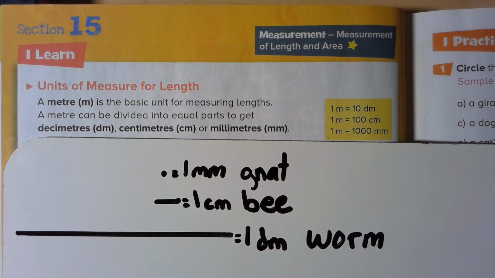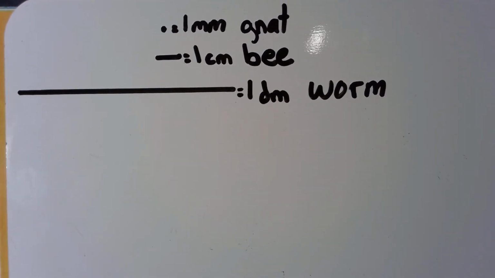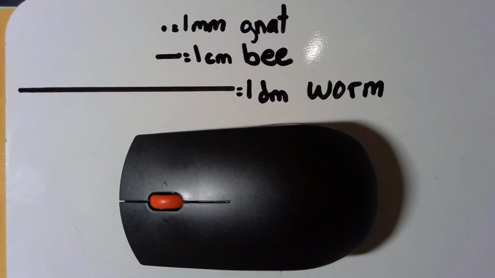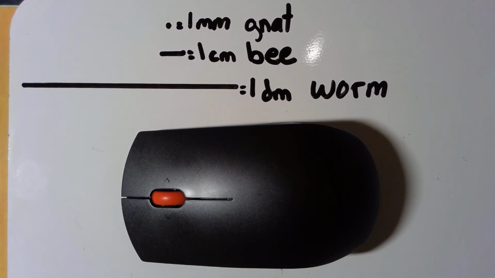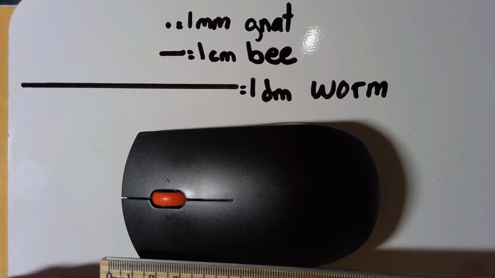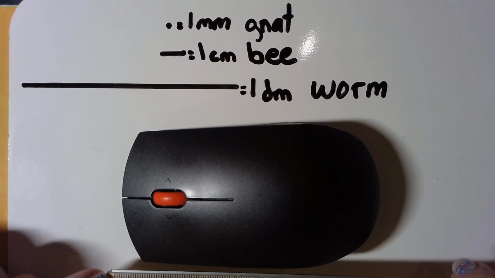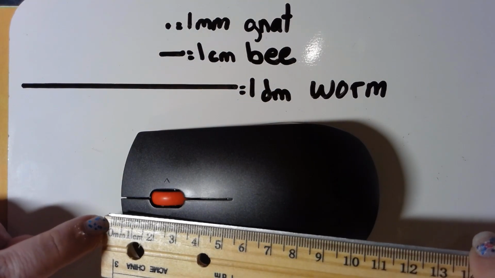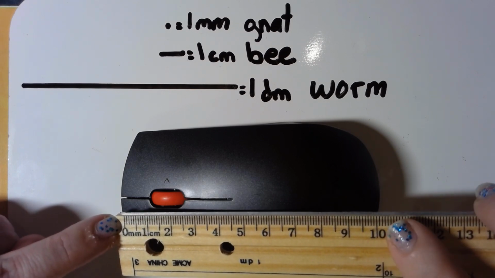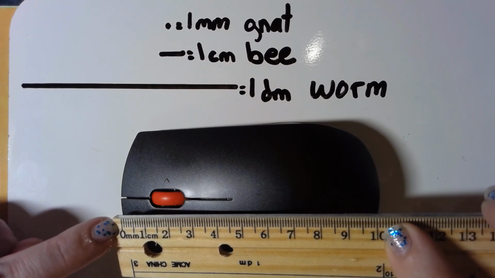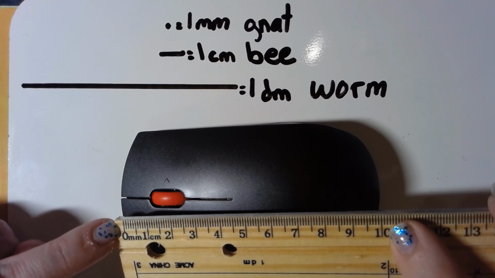What about the length of a mouse? And you're probably thinking, Diane, do you mean like the animal mouse? Or do you mean a mouse for the computer? Well, they're about the same size, to be honest. So here's a mouse. What unit of measurement? You could use centimeters. You always start at the 0. Remember, when you're measuring length, start at the 0. So you can start at the 0 and it goes to about 10. So you could say 10 centimeters.